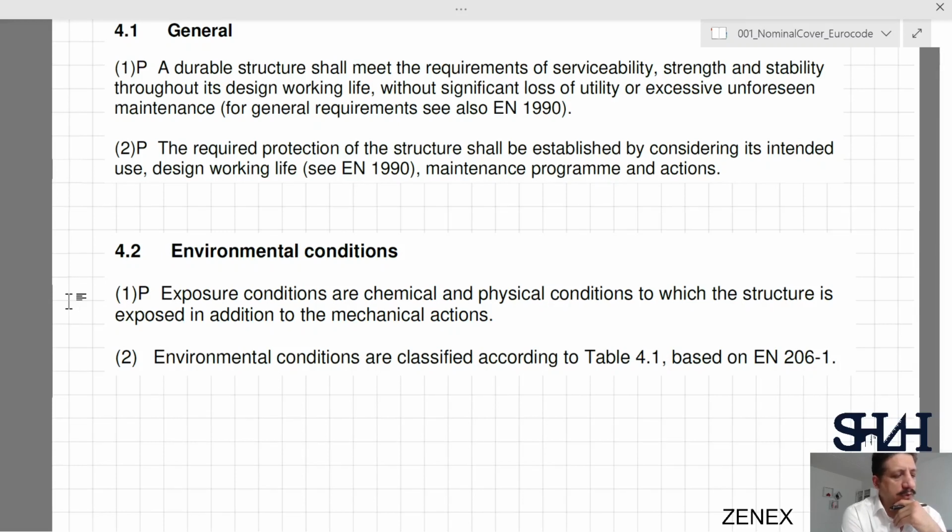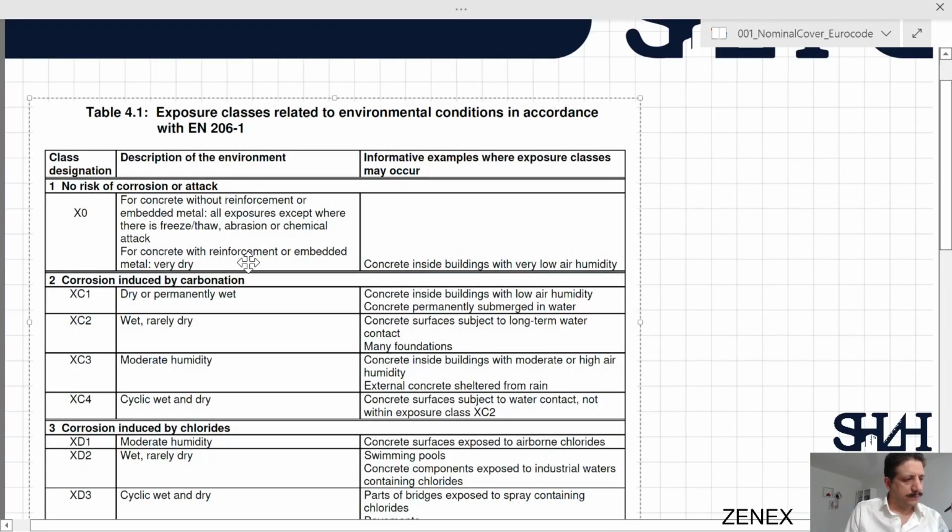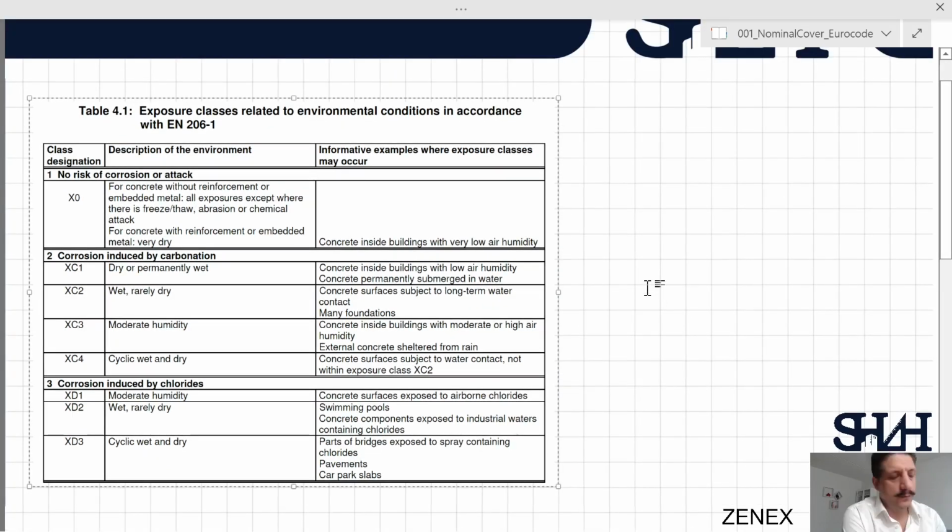1992-1.1, clause 4.2, environmental condition: exposure conditions are chemical and physical conditions to which the structure is exposed, in addition to the mechanical action. Environmental conditions are classified according to table 4.1 based on EN 206-1. So as a result, for our calculation of the minimum nominal cover, we need to check what kind of structure we are designing. In table 4.1, we can see different exposure classes for our condition.